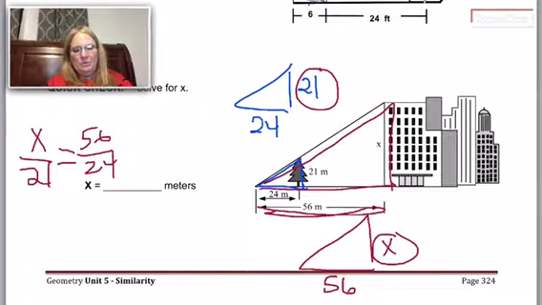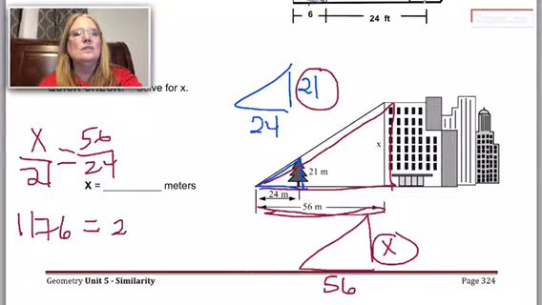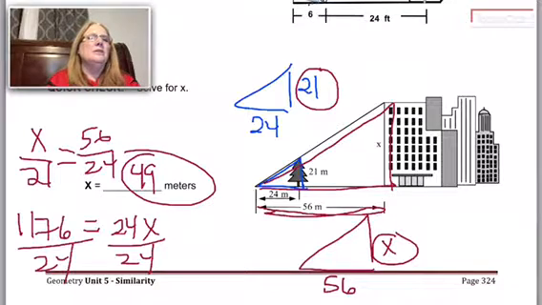So here I'm going to multiply 56 times 21, and I get 1176 is equal to 24x, and so then just divide both sides by 24, and x is equal to 49 meters. Okay.